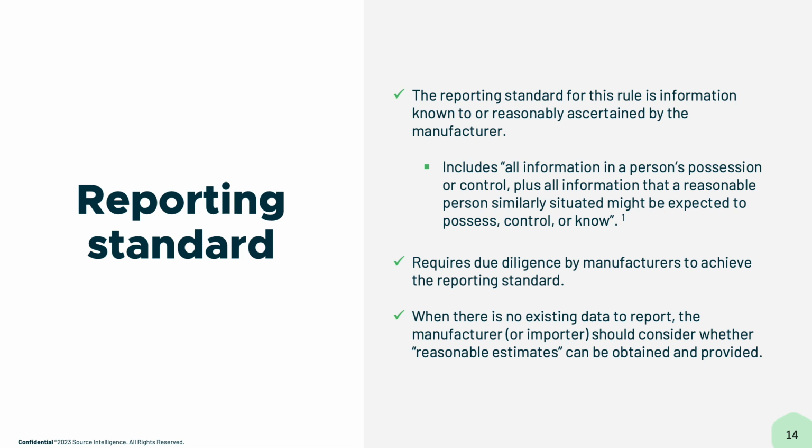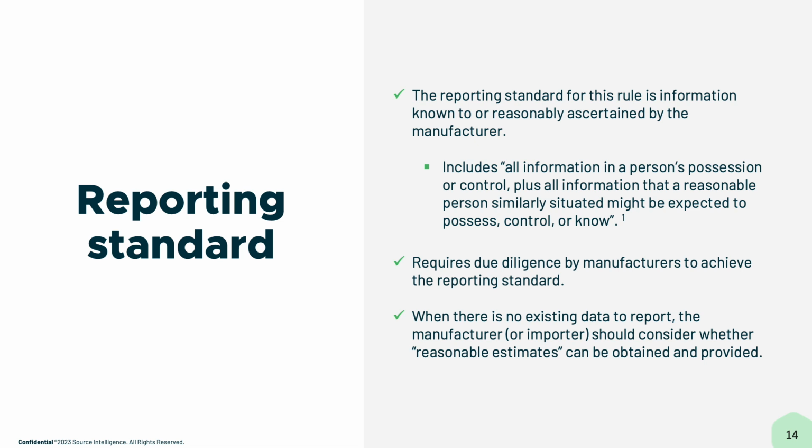The reporting standard for this rule is information known to or reasonably ascertained by the manufacturer. The EPA defines reasonably ascertained information to include all information in a person's possession or control, plus all information that a reasonable person similarly situated might be expected to possess, control, or know.